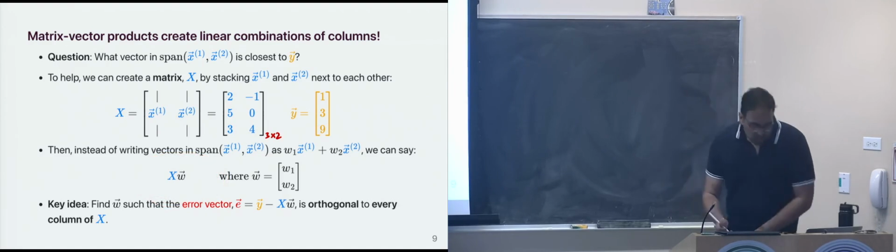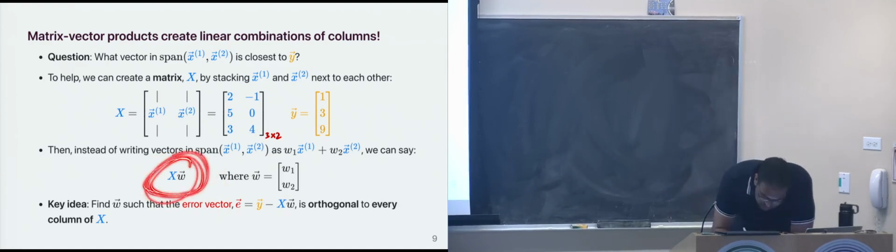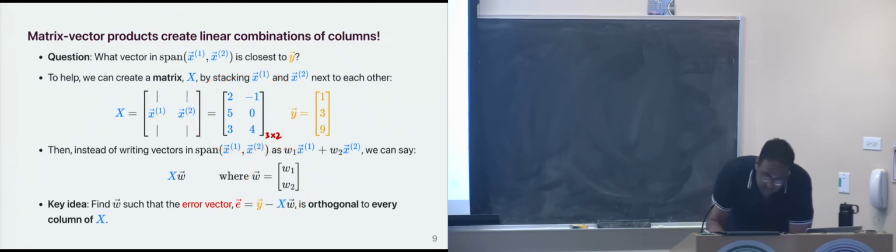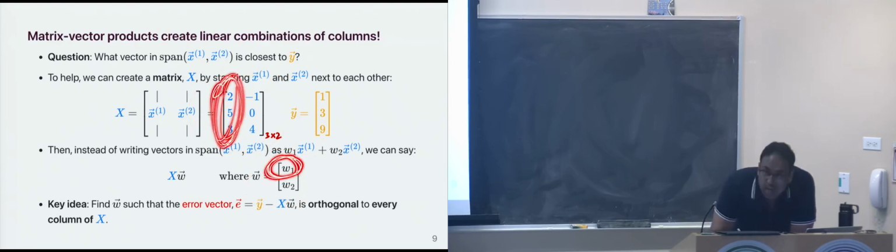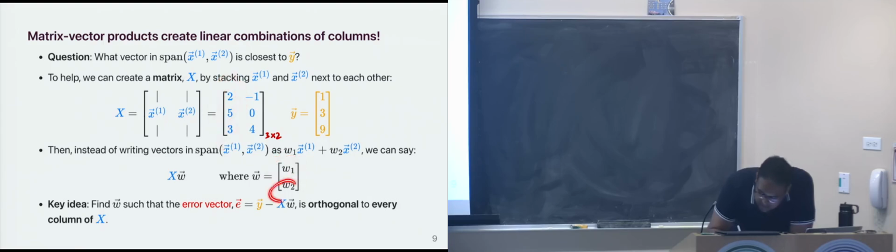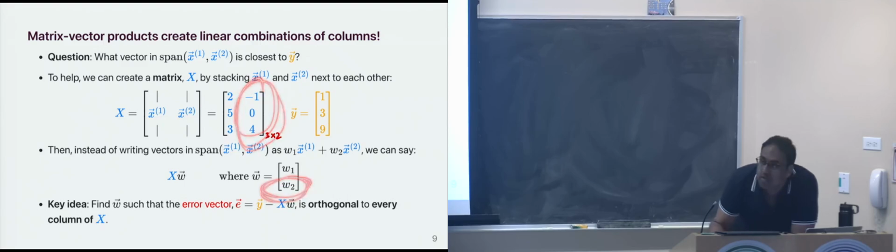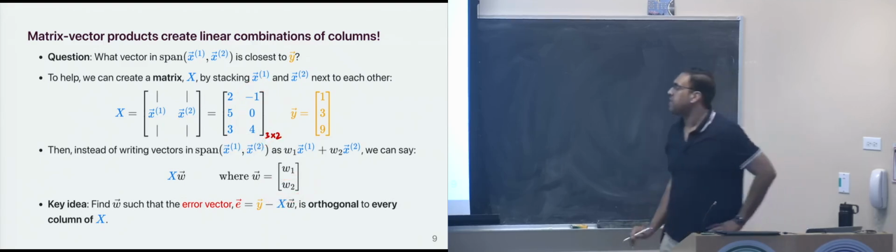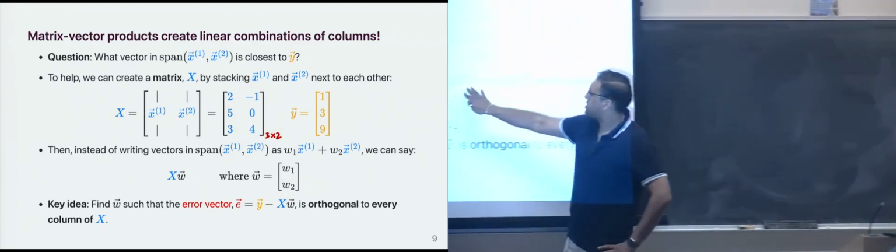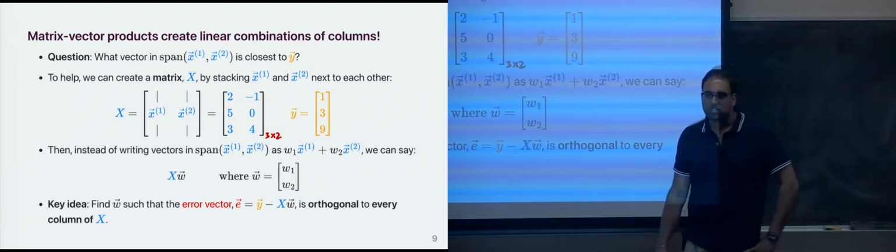Why is that? Well, it's because when I work out this multiplication, which is this matrix times this vector, what it's going to end up doing, as we saw last class, is multiply w1 by this column, and to that add w2 times that column, which is the same as w1 times x1 plus w2 times x2. Okay, so it's an easier way of writing linear combinations of vector x1 and vector x2.